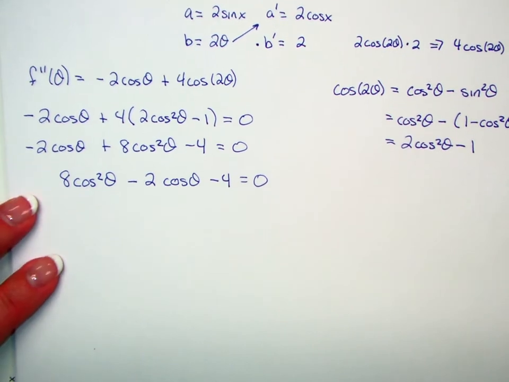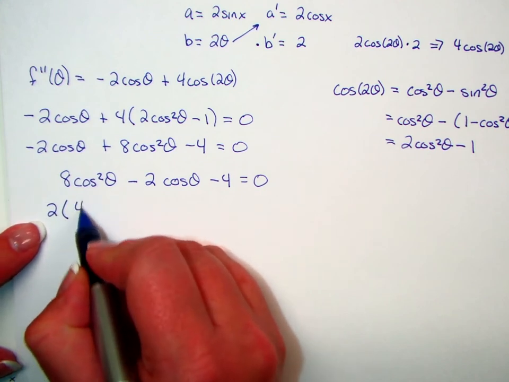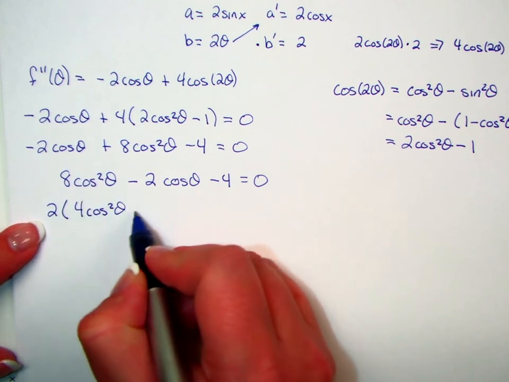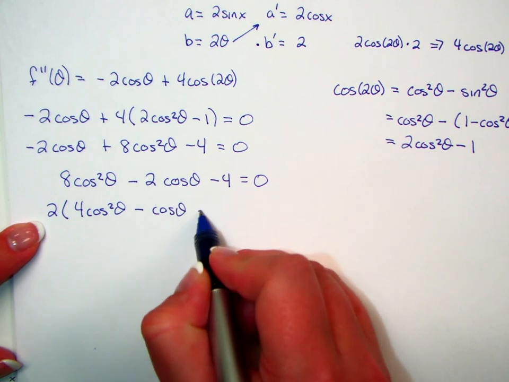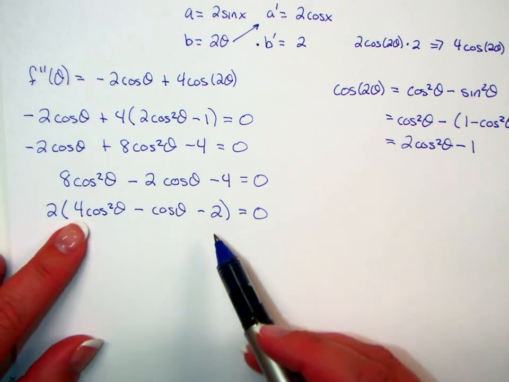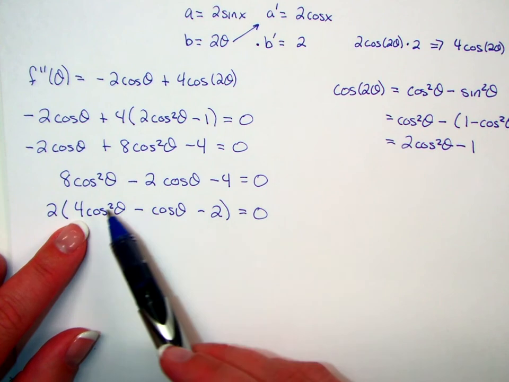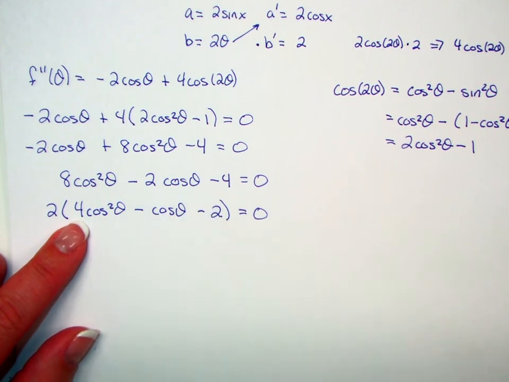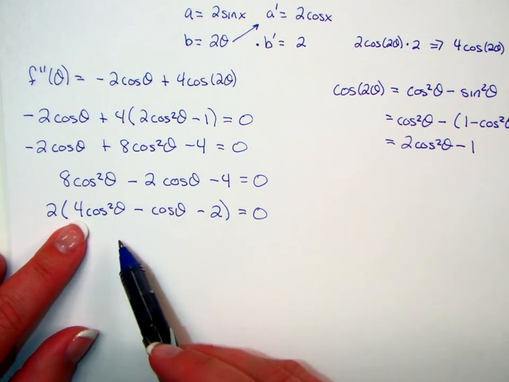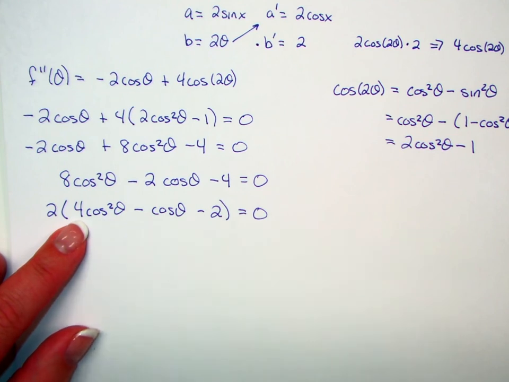So I guess I could take a 2 out. Let's go ahead and do that. Right? So if I take a 2 out, we're left with 4 cosine squared theta minus cosine theta minus 2. Right? And so it would be nice if this factored, but it doesn't look like it because we'd have to multiply to negative 8 and add to negative 1. So the only choice we have here is to use the quadratic formula. So usually you have x equals the quadratic formula. This time we have cosine theta equals the quadratic formula.